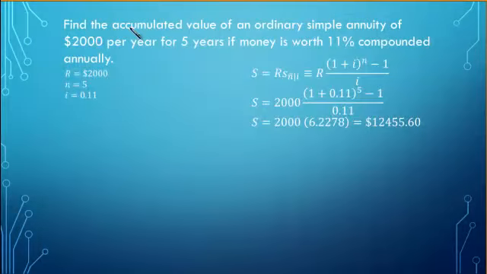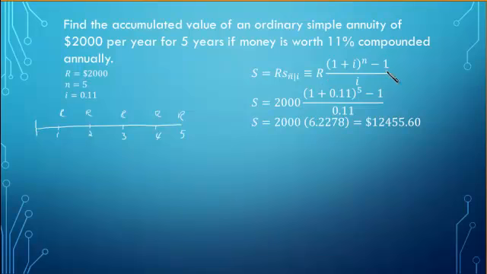In this question, we're asked to find the accumulated value of an ordinary simple annuity of $2,000 per year for 5 years, and the rate of interest is 11% compounded annually. So each payment will be a payment of $2,000. How many periods? It's going to be 5 periods. And what's going to be the interest rate per period? Well, 11%. In other words, this is J1 equal 11%. Always draw your timeline. So here we have our timeline, and every time we make a payment, we'll be paying $2,000. So the calculation of this becomes really easy.